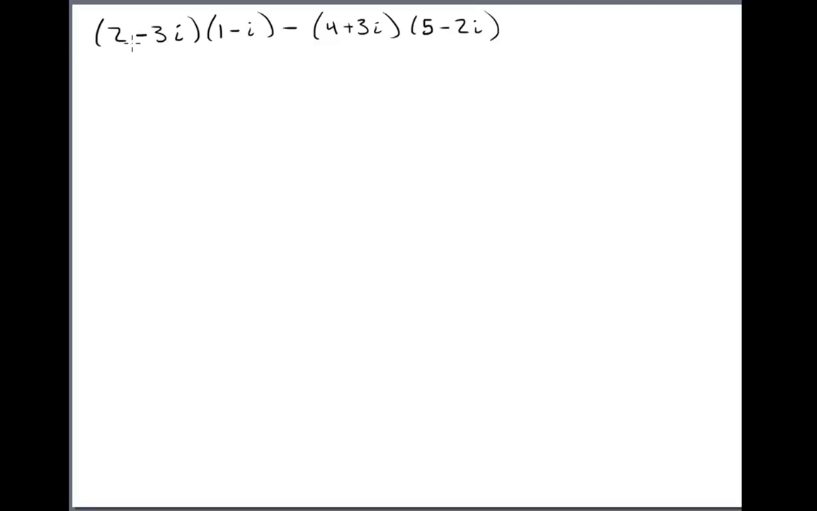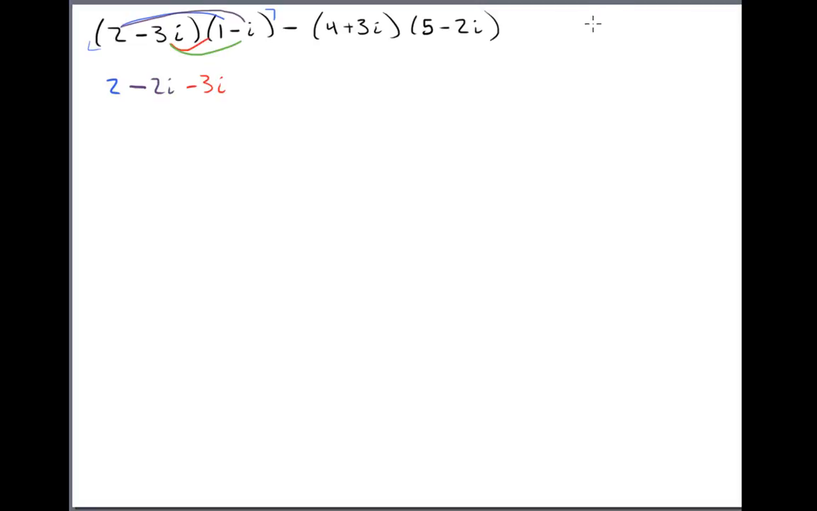So let's start by expanding this first product right here. And that means it's time for 2 times 1, 2. And then we'll go ahead and do 2 times a negative i, so minus 2i. And we'll follow that by taking negative 3i times 1, so that's minus 3i. And then last, we're going to multiply this negative 3i with negative i.